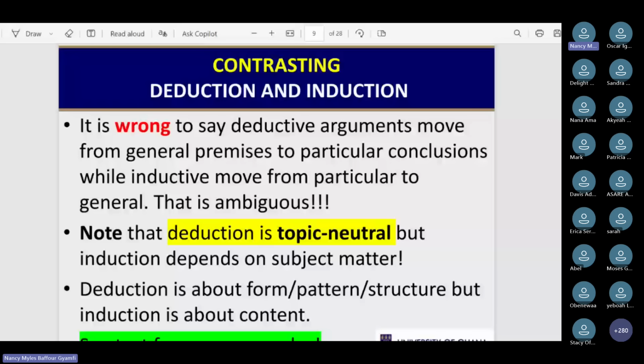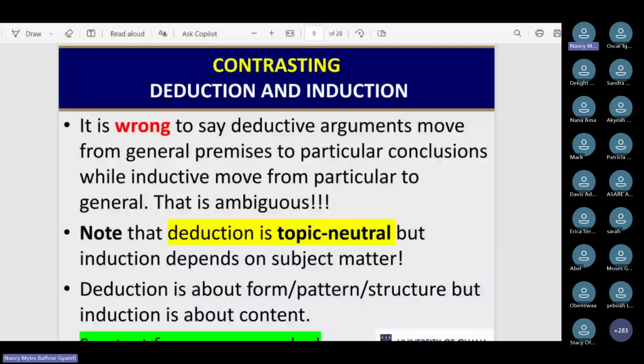Look on your screen, the first bullet point. It is wrong to say deductive arguments move from general premises to particular conclusions, whilst inductive move from particular to general. That is ambiguous. Your textbook and your tutorial sessions will give you quite a number of examples showing you how someone can argue deductively and not go by this criteria. Sometimes you're moving from general premises to particular conclusion, yet the argument you have there is not deductive, it's inductive, yet it's moving from general to particular.